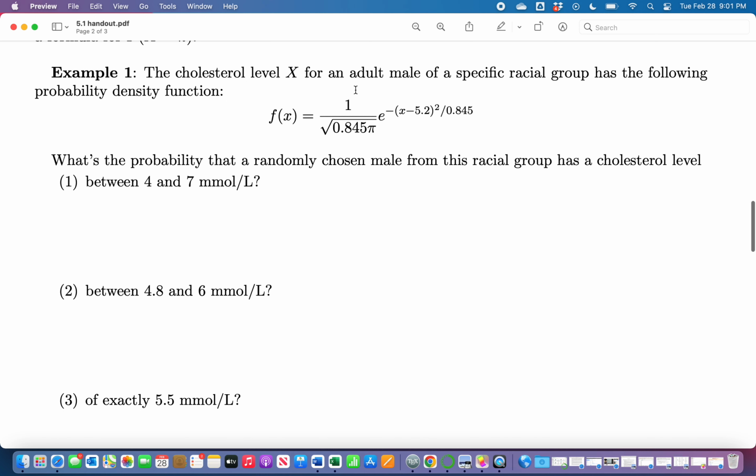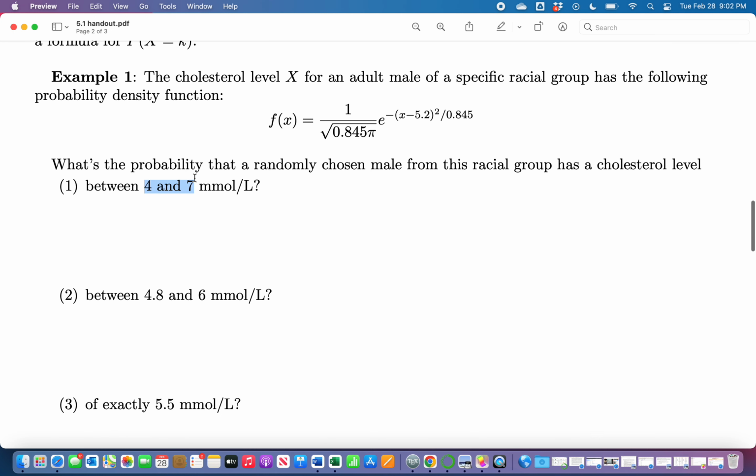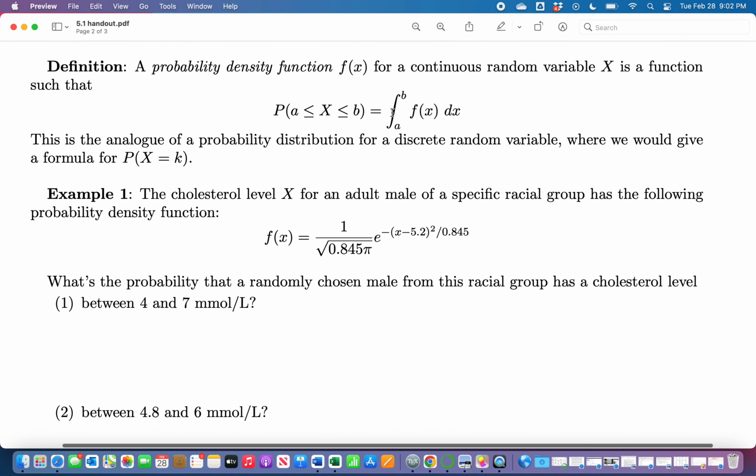So the cholesterol level for an adult male from some racial group has this probability density function. So boom, there is a function. Now it's not a particularly nice function, but it is a function. This is something you could write down in Calc 1. And then you could think about what's the probability that if I choose somebody at random from this racial group, their cholesterol level lives between 4 and 7. So how would you answer that? Well, by the definition. If you look at this function's area under the curve from 4 to 7, the resulting outcome is the probability.